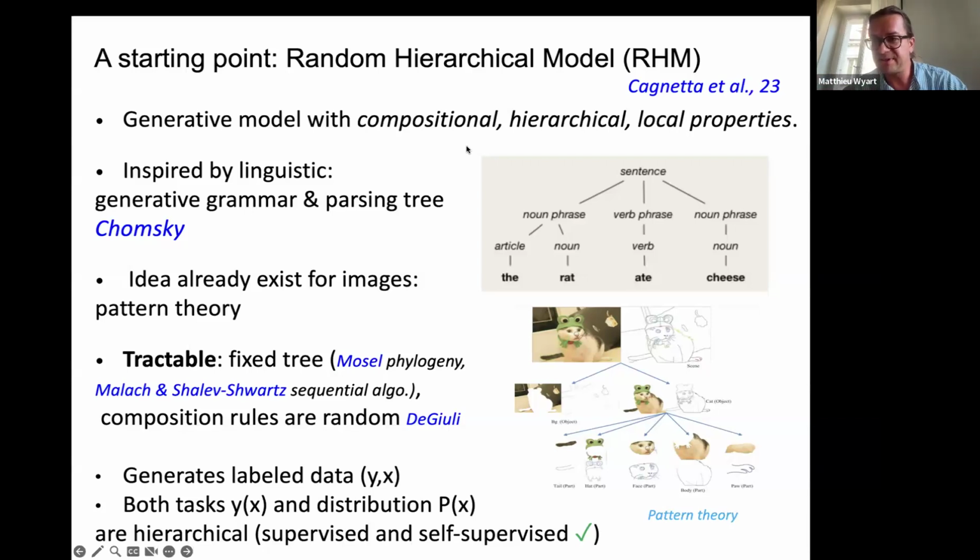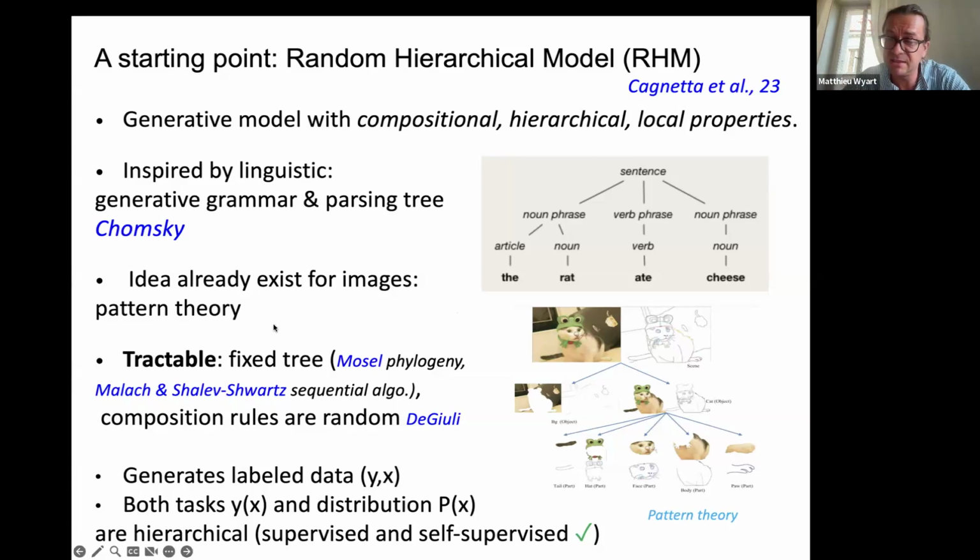But this idea that you have a tree underlying data is also popular in the context of images, for example. It's called pattern theory. Scientists did try to label images and build grammatical trees, decomposing images into pieces and sub-pieces and so on. Okay, so what I'm going to do in what follows is try to come up with a very simple model. We'll use two simplifications that have been introduced in the literature. We will put them together.